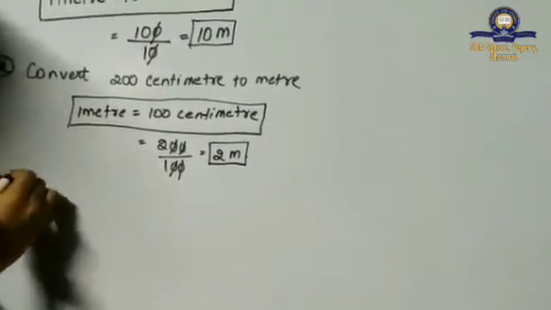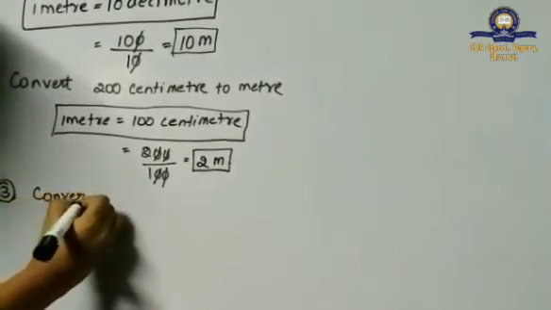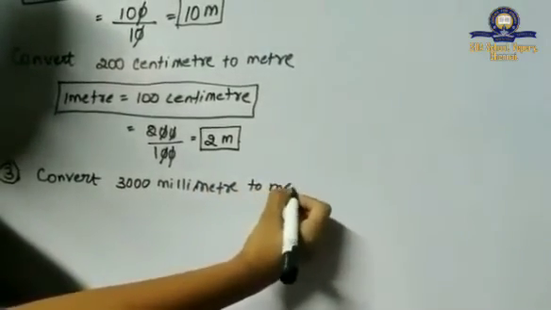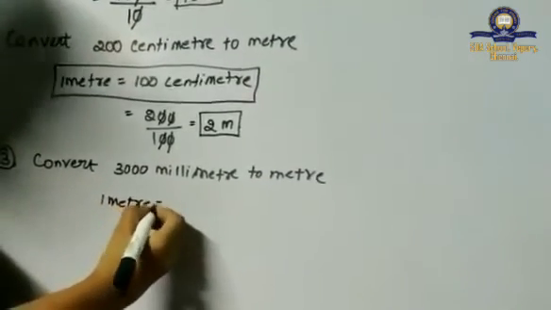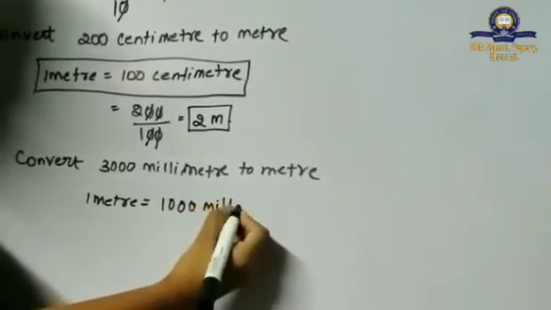So the third one is we are going to convert millimeter to meter. So we know that 1 meter is equal to 1000 millimeters.